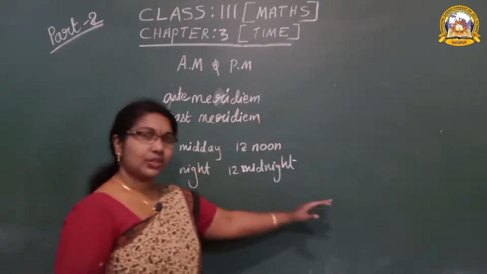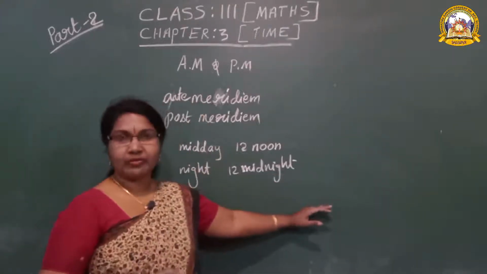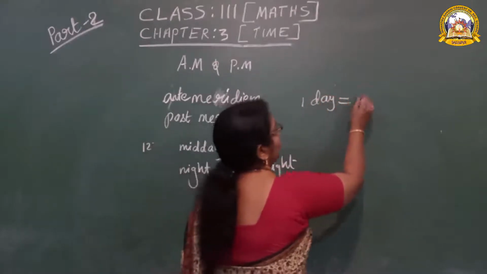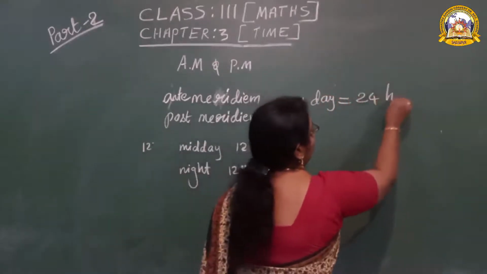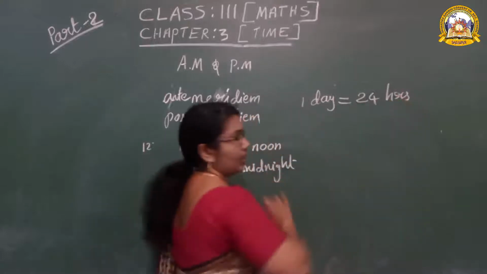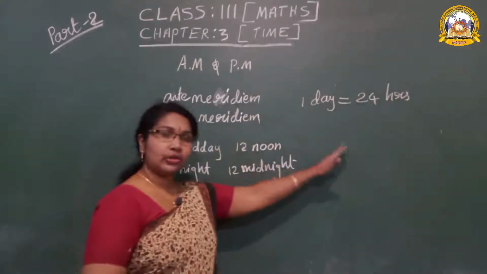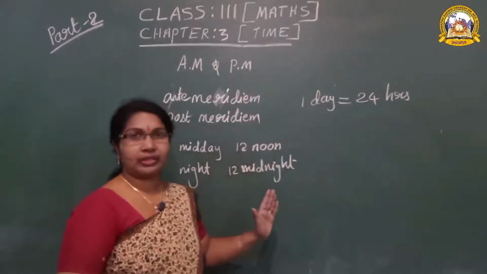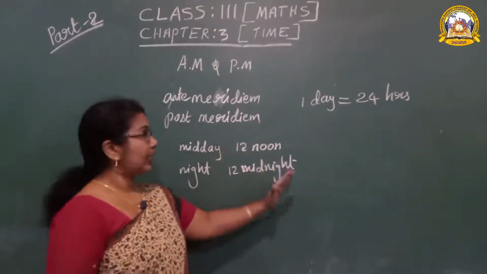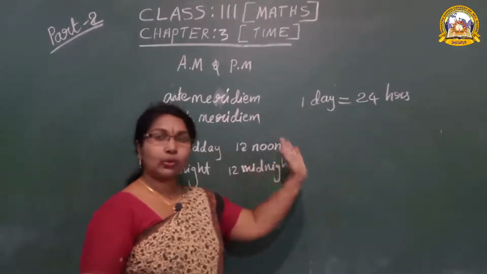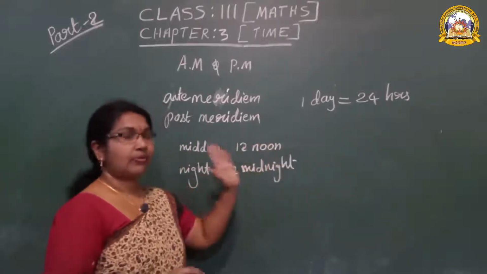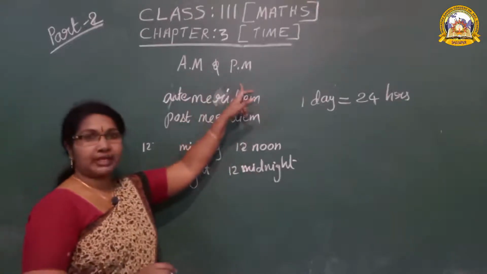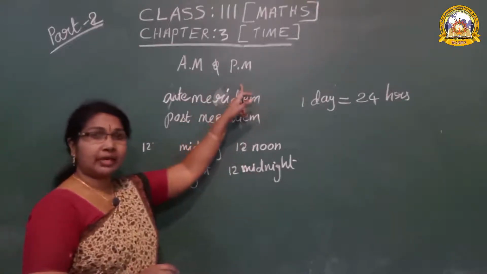In the previous class I told you, one day, how many hours, students? One day is equal to 24 hours. This is the short form of hours. One day, 24 hours. But in our clock we are showing only 12. That means half. So the day is divided into two parts, half parts. So that is AM and PM.